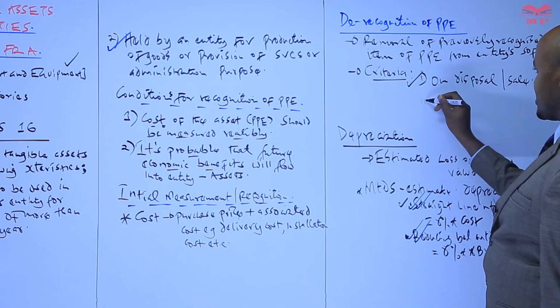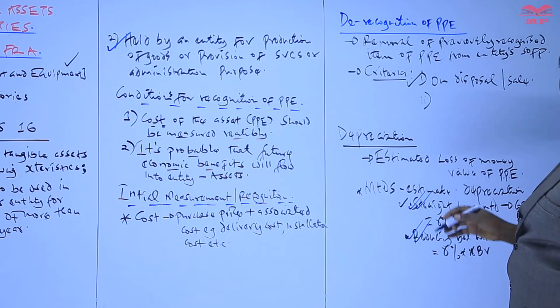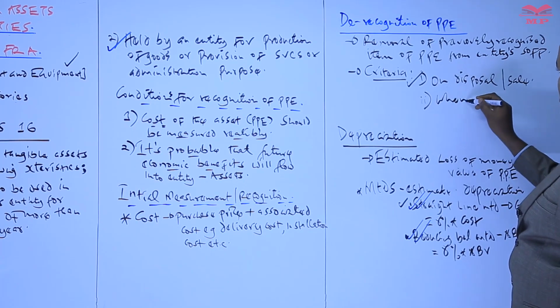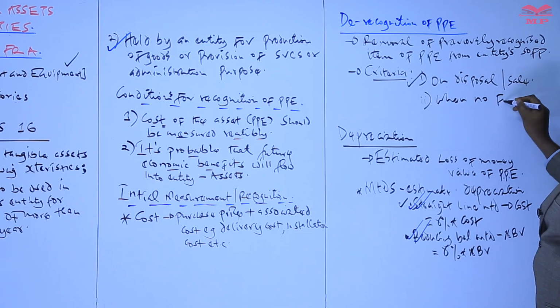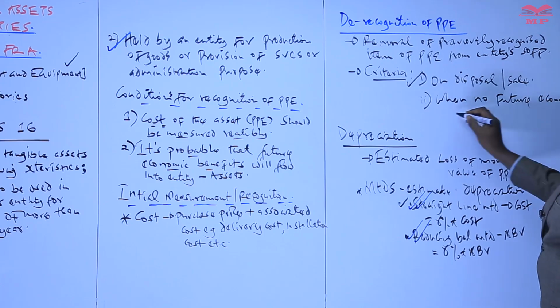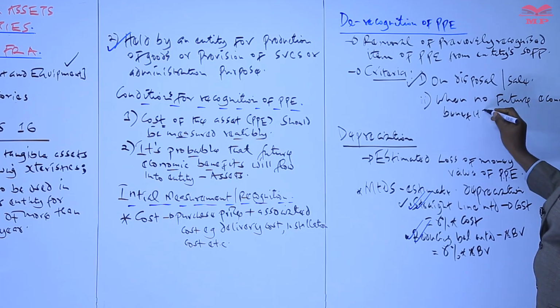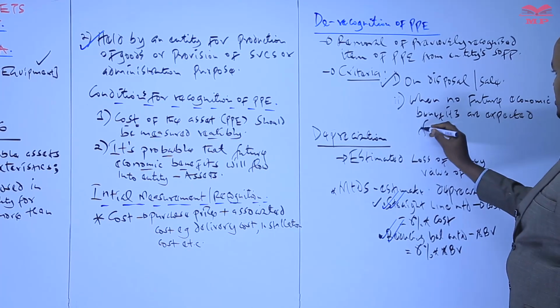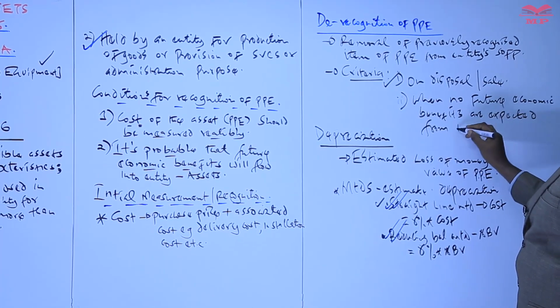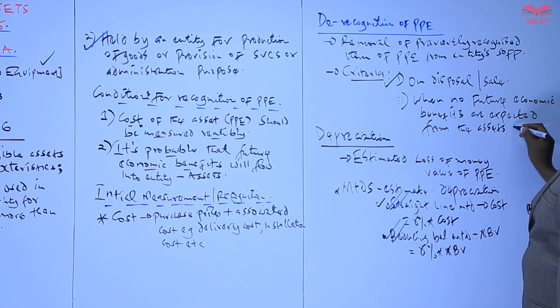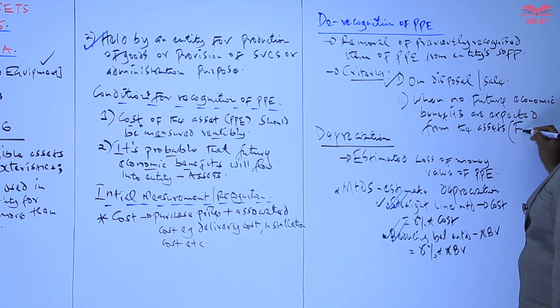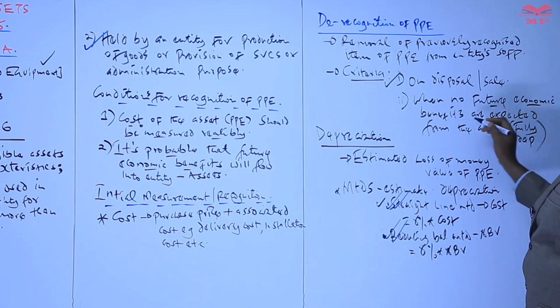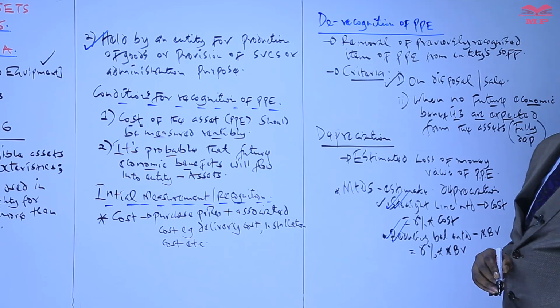Number two is that an asset should also be derecognized when no future economic benefits are expected from the asset. So basically, this means that maybe the asset is fully depreciated, and therefore there is no future economic benefit the company expects to receive from that particular asset.